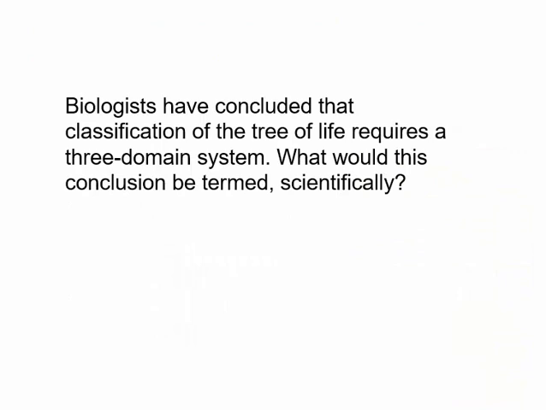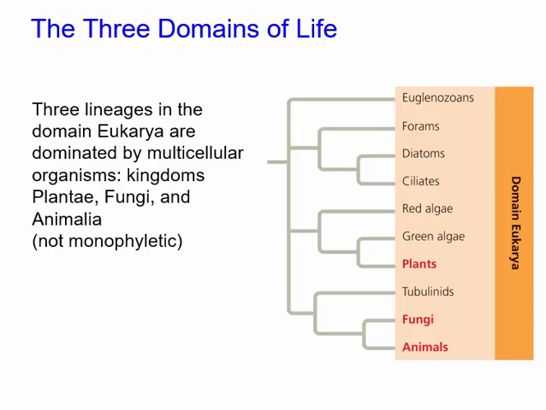All right, so here's a question for you. Based on modern data, we have a 3-domain system. What kind of thing could we call this scientifically? All right. Yeah, this is a theory because it's based on a lot of data and evidence accumulated over time and been tested from all kinds of angles. And this is where we've arrived, this 3-domain system of life. So this is a scientific theory.